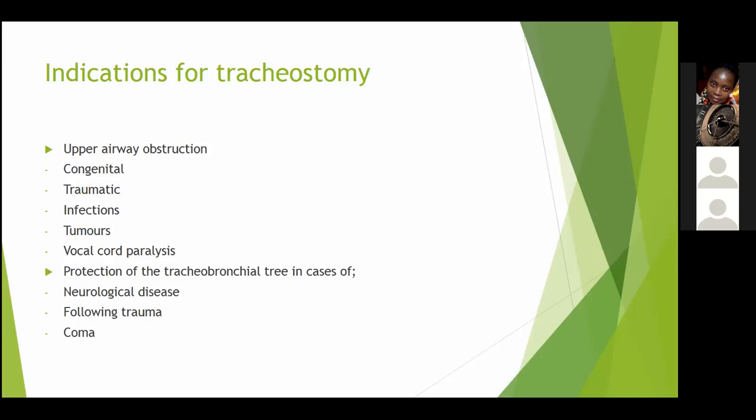Then we talked about trauma. For trauma, these are patients that have had head injuries, moderate to severe. They're probably comatose and they cannot control their airway. For those ones, we still do a tracheostomy to help them, to prevent them from aspirating.